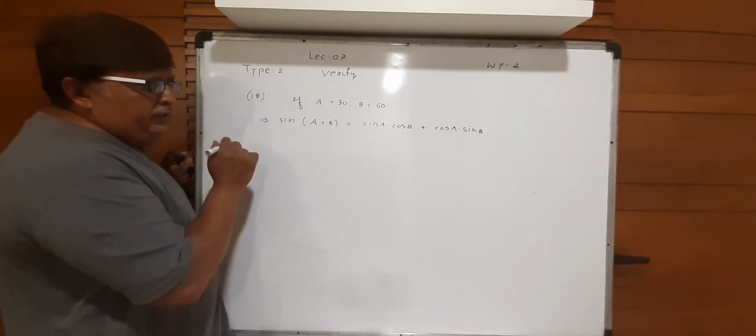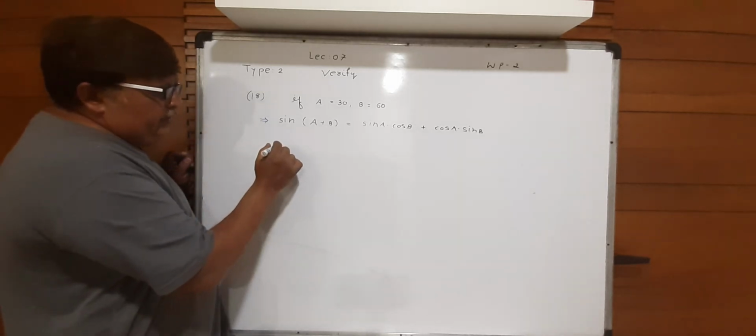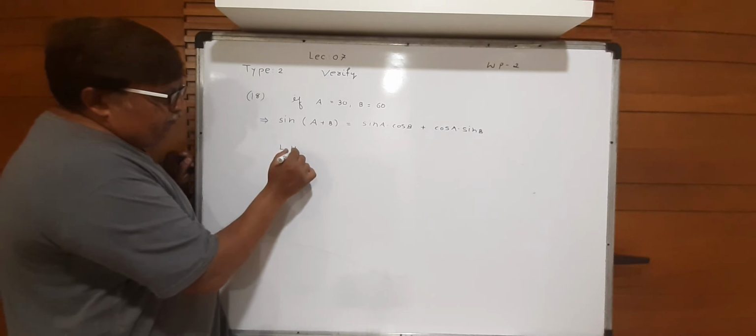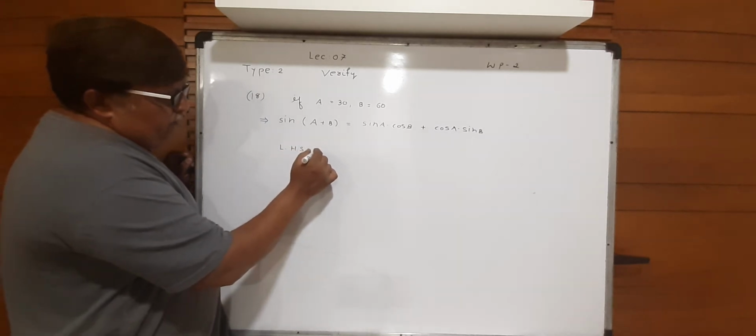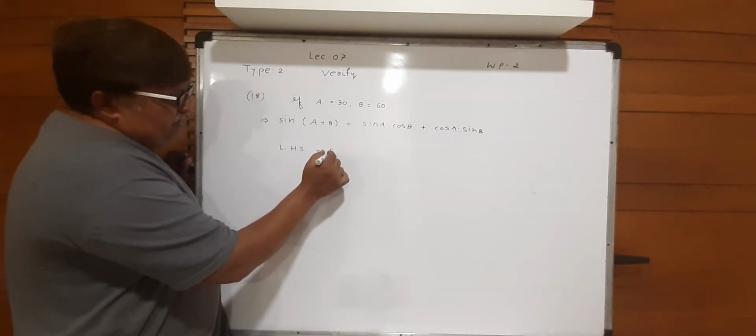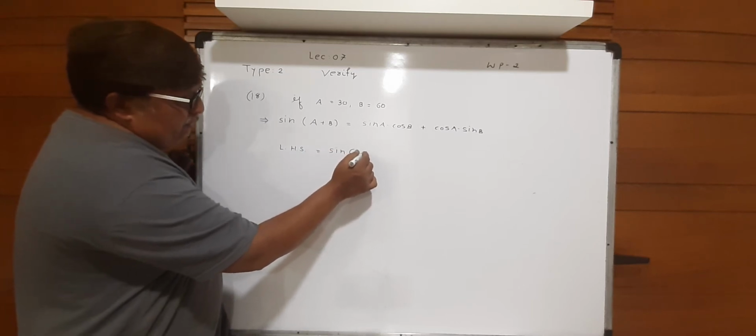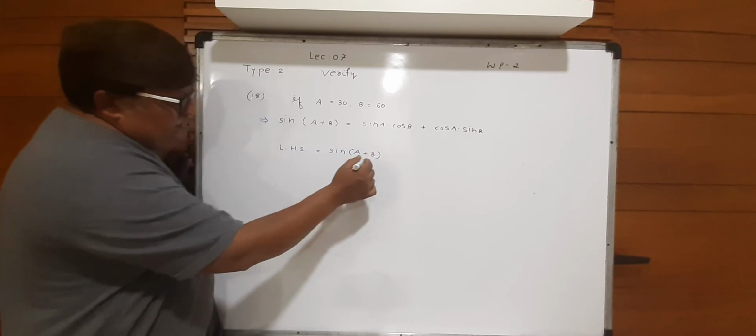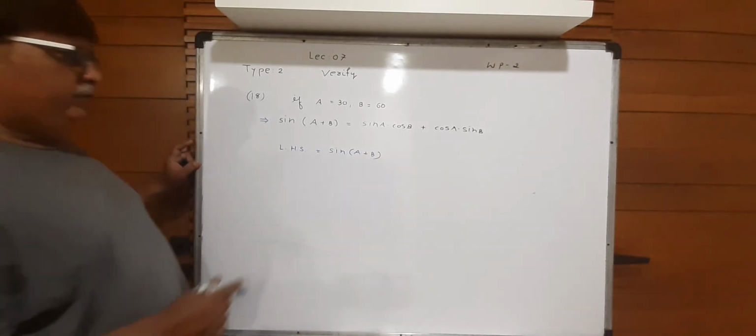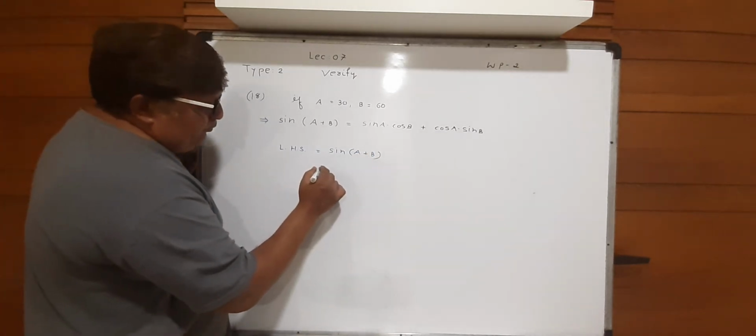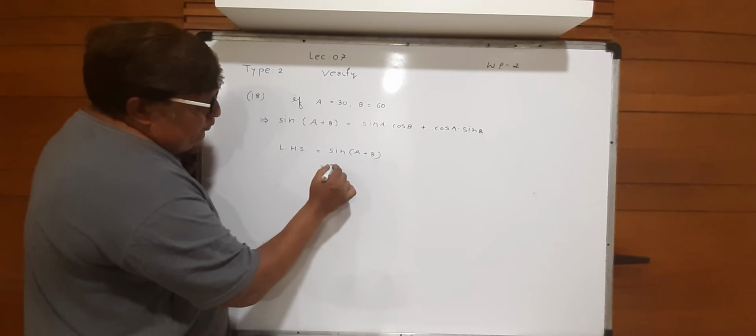You are already given the value of A and B. So first LHS. First, let us write LHS. Concentrate here, every student. Sin(A plus B). Just substitute the value.